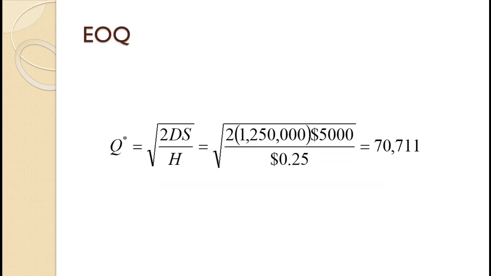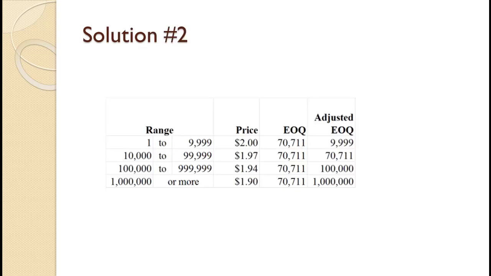The EOQ calculations are shown on the slide. The resulting Q value is 70,711, which is in the second price category. Using the EOQ value of 70,711, we adjust the Q value we will be using to as close to 70,711 as possible, but to a feasible value within each price category. Those values are shown on the slide. Using those adjusted Q values, we compute the total cost for each price category. Those values are shown on the slide.